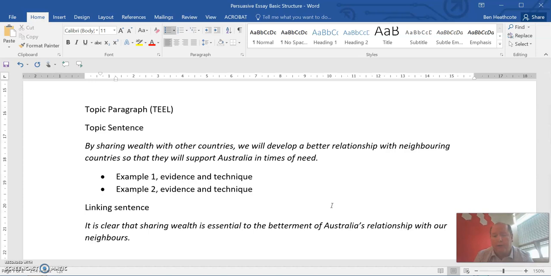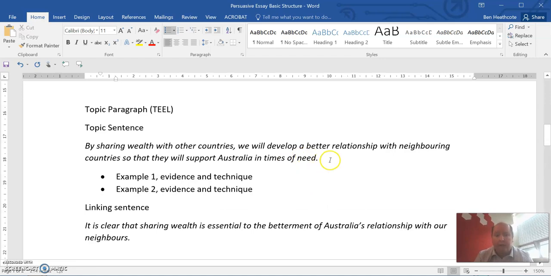And you actually use the TEEL structure for pretty much every paragraph you write, because all it means is that you need to have topic sentences at the beginning, linking sentences at the end, and then examples and evidence, okay? That's what we're always doing in English when we're writing essays. So here you'll see our topic sentence.